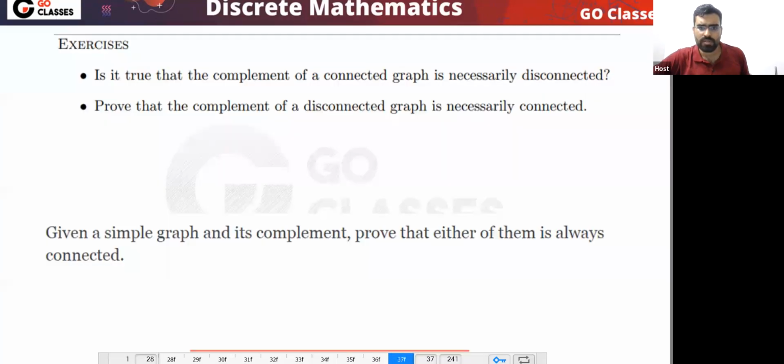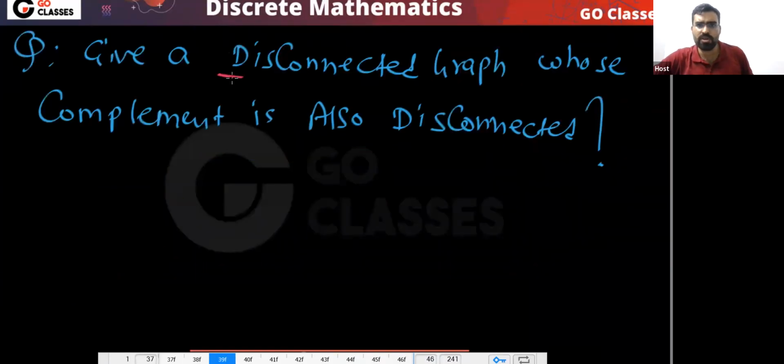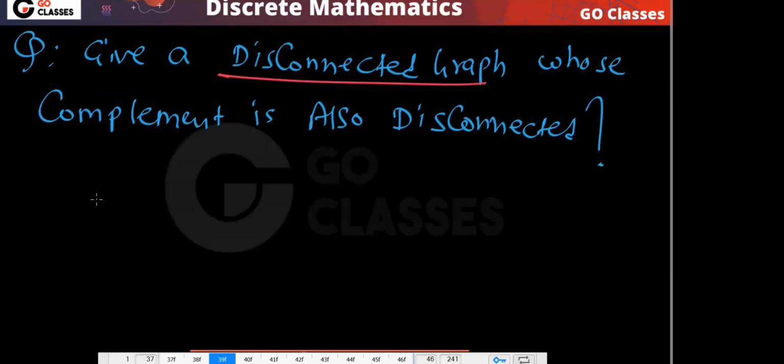And this is my question. Can you give me a disconnected graph whose complement is also disconnected? Anyone want to try? Anyone has some ideas? So anyway, the answer is whatever you do, it is not possible. The answer is not possible.